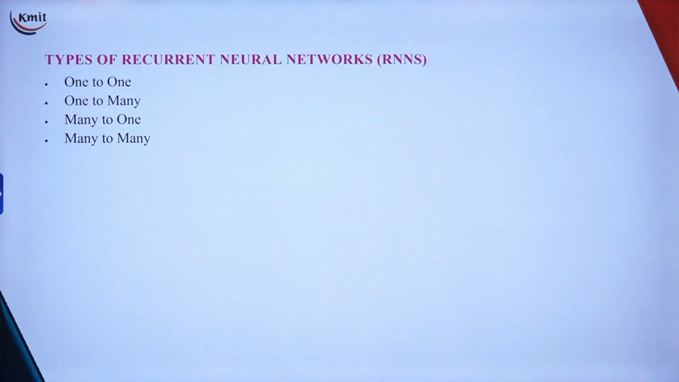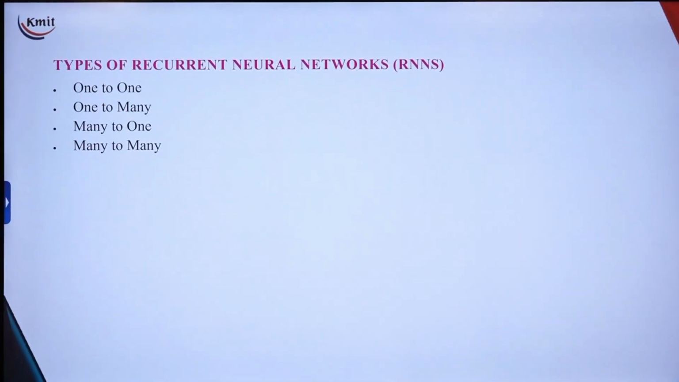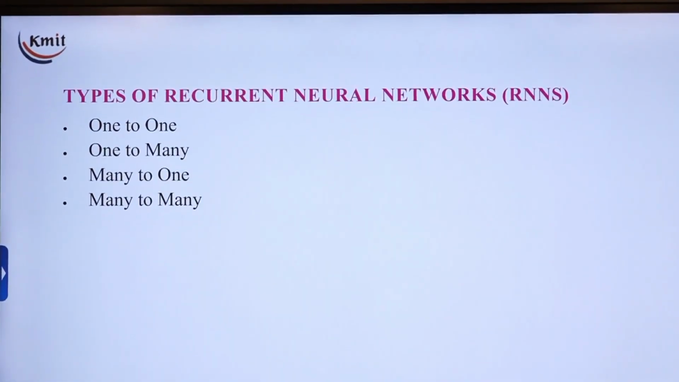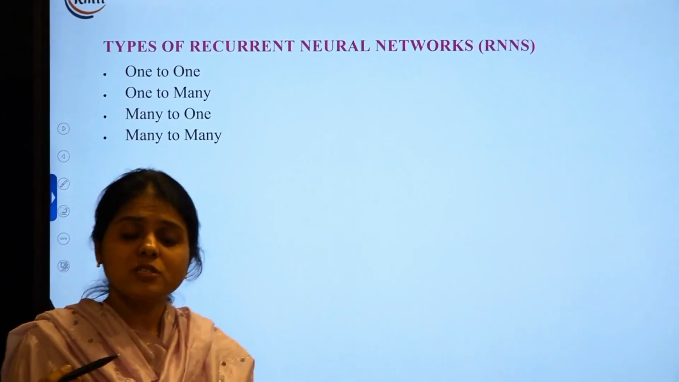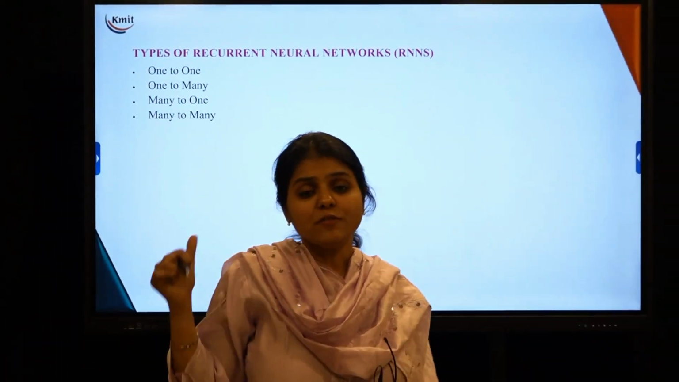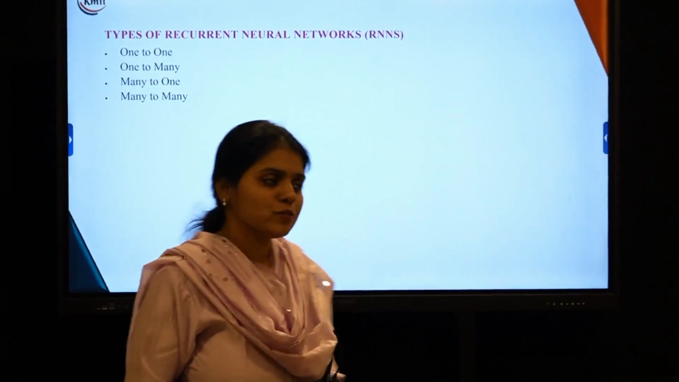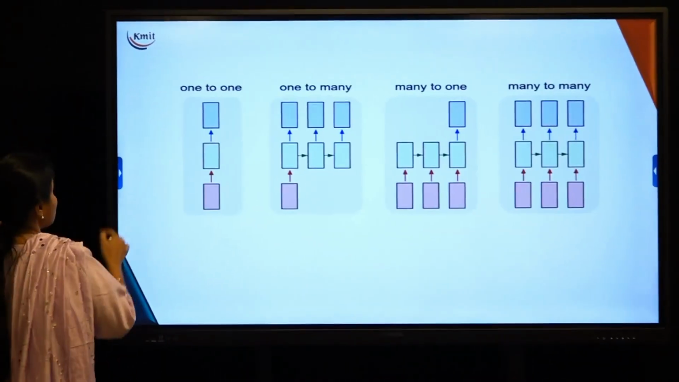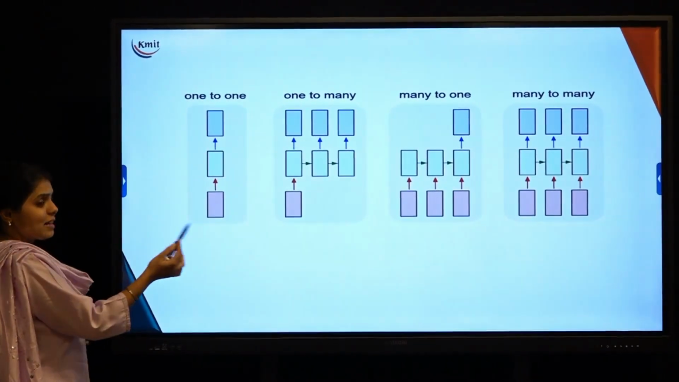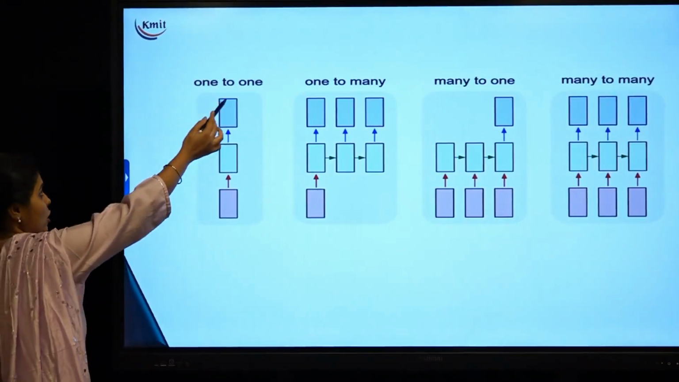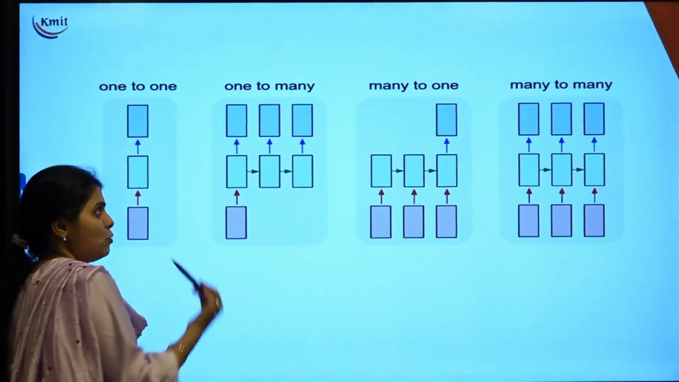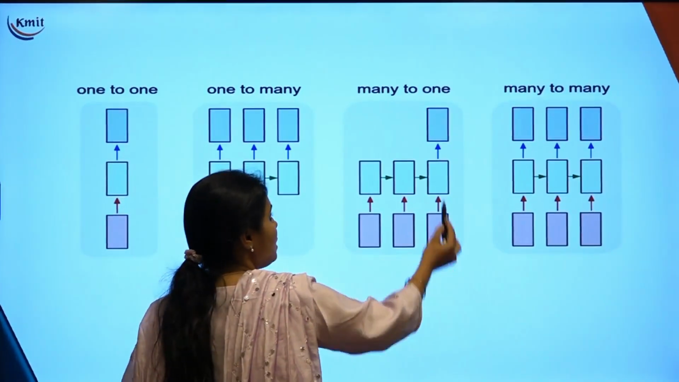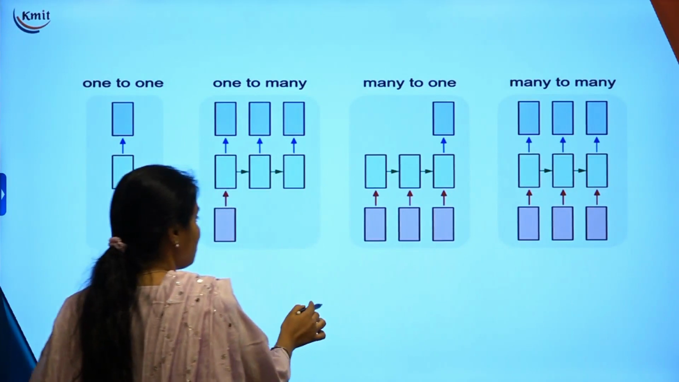Now, what are the different types of neural networks? There are 4 basic important types: one-to-one, one-to-many, many-to-one, and many-to-many. Depending on the application, such as sentence classification, we choose one of these architectures. One-to-one is the simple architecture depiction of every model: one input, one output. One-to-many is one input, multiple outputs. Many-to-one is multiple inputs, one output. Many-to-many is multiple inputs and multiple outputs.